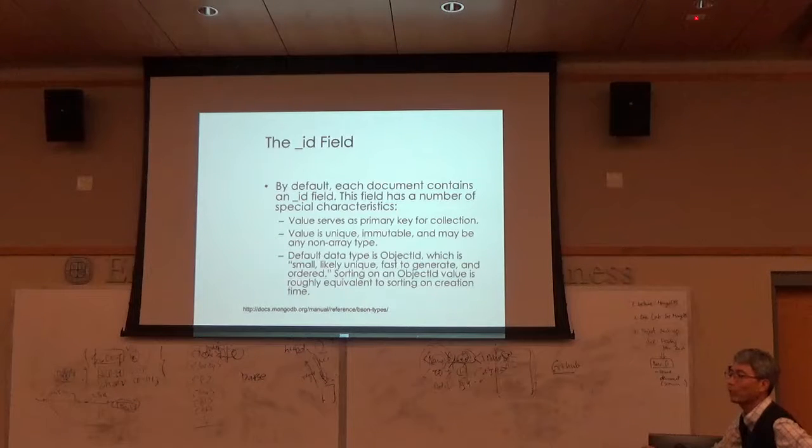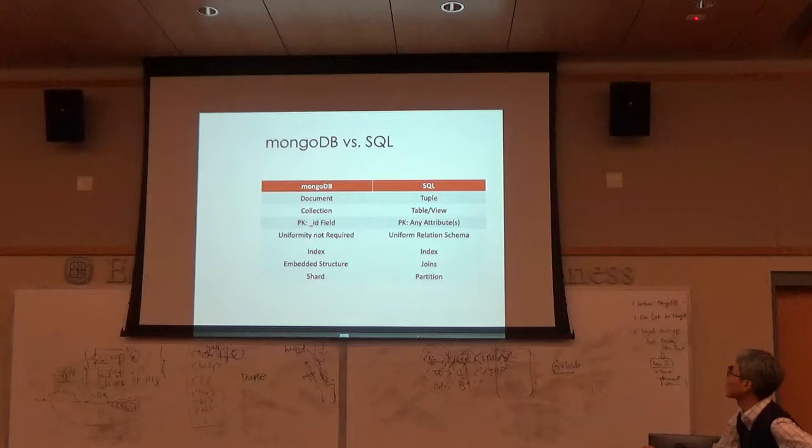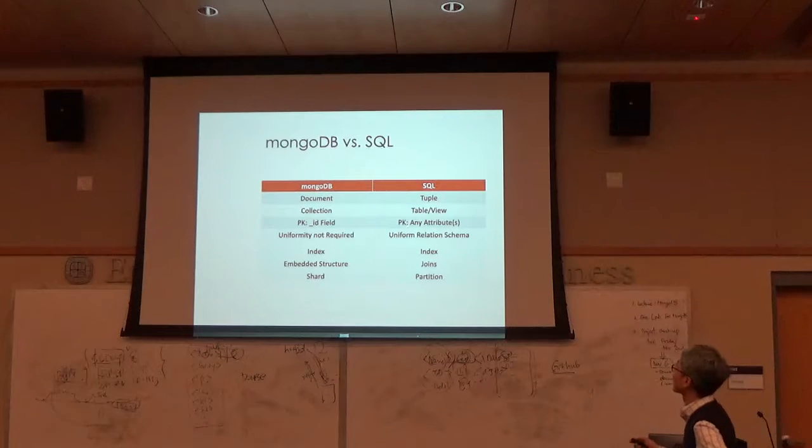It's not like the primary key. In a relational database, you can change the value. But here, once it's assigned, you cannot change it. It's immutable. It's not an array because it's a unique value. So it's very similar to a primary key, but it's actually an object ID, because we consider the document as a document object. So this is a comparison with SQL.